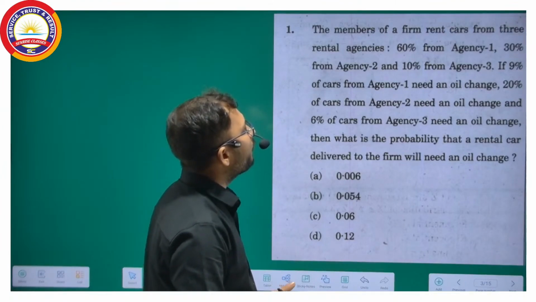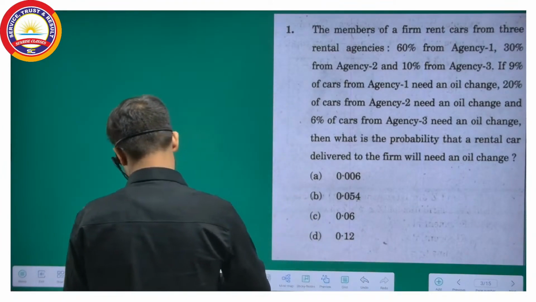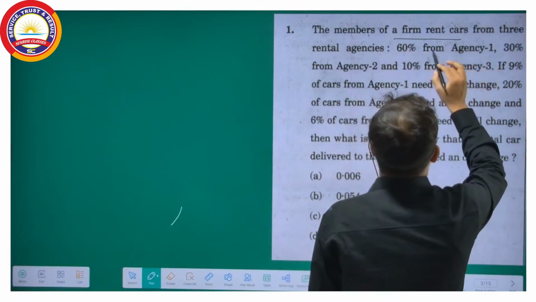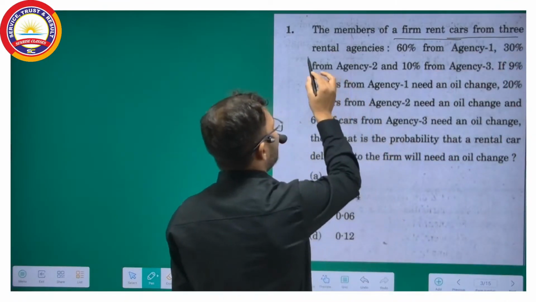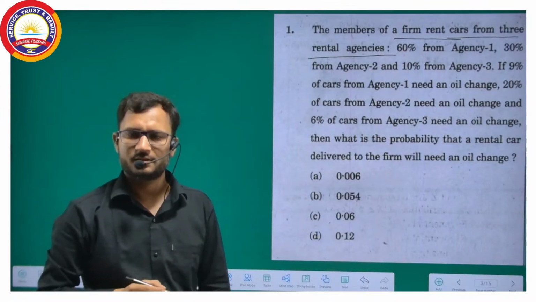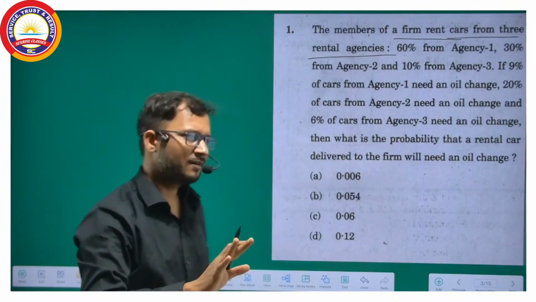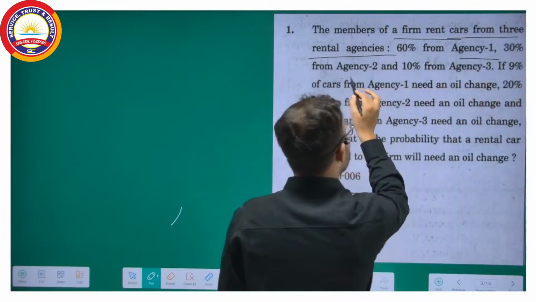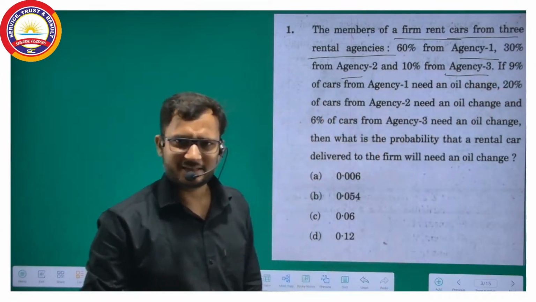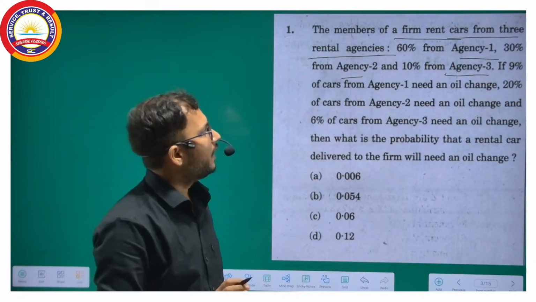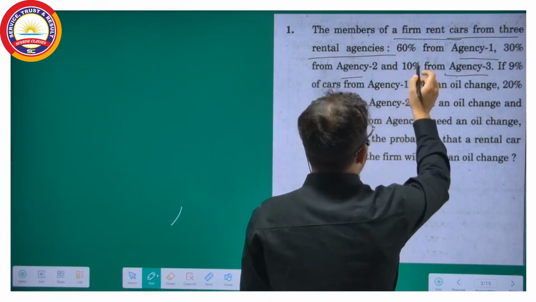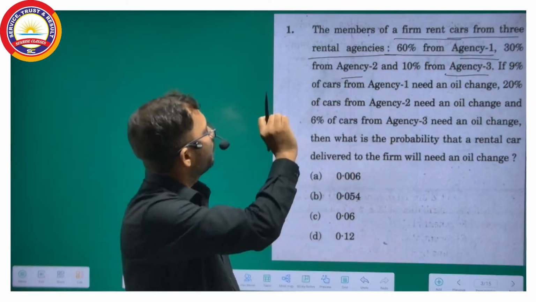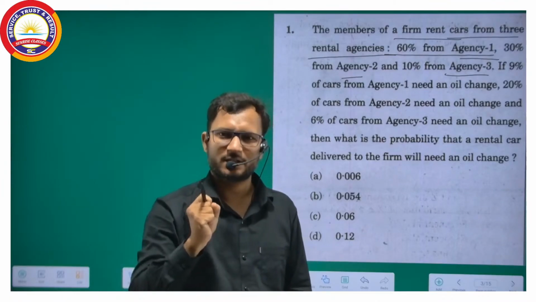The members of a firm rent cars from 3 rental agencies. So there are 3 rental agencies. Let us call them agency 1, agency 2 and agency 3. There are 3 agencies from where the car is rented, and it is 60% from agency 1. So the members of a firm rent 60% of the cars from agency 1.